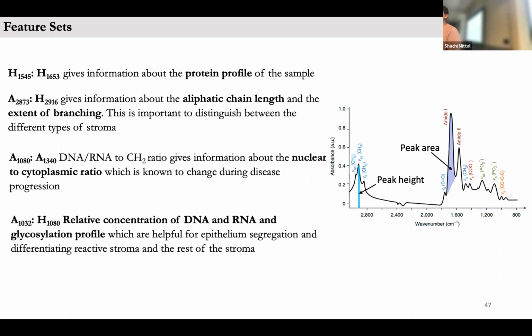So when you look at fibers that are densely packed, they're going to have a different level of branching in their chemical bonds versus the loosely packed fibers. When we took the area ratio of these two peaks, it gave us the information about the DNA to RNA ratio that is going to change from something being normal to something being cancer. So these are the information that we're able to capture using infrared.